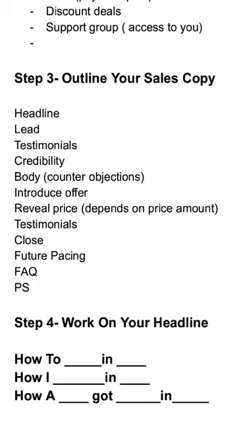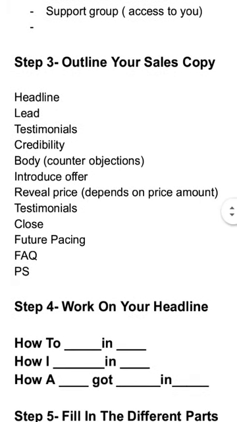Then you can have testimonials immediately after your lead. You can have your credibility section. Then you have the body copy. The body copy is where you counter objections. All right? I'm not going to be able to explain everything to you because this is a very short video. Okay? But an objection is anything your reader will use to say, no, I will not buy this product. Any reason, legitimate reason that your reader will not buy your product is an objection.